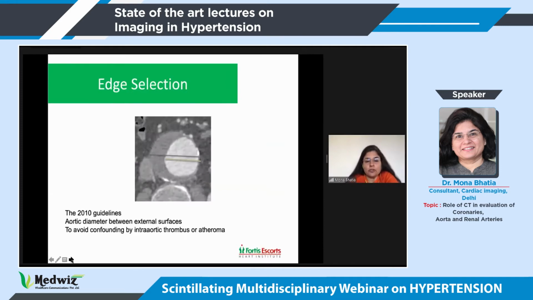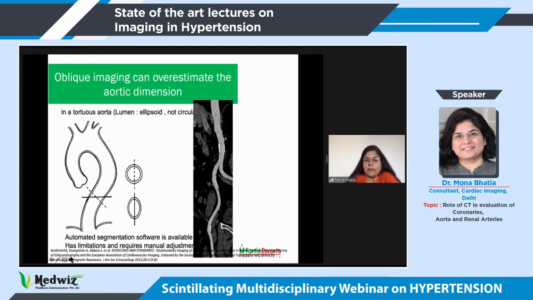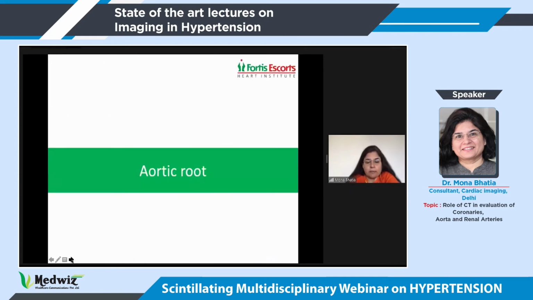Again, how do you measure? The 2010 guidelines talk about the aortic diameter between external surfaces to avoid the confounding by intra-aortic thrombus or atheromas. And oblique imaging can overestimate the aortic dimension, so it's really important that the center lines are properly drawn.